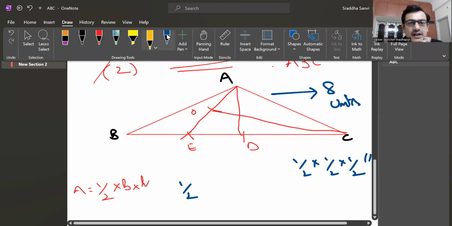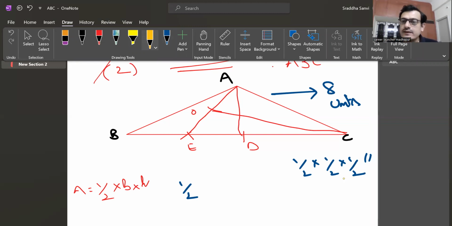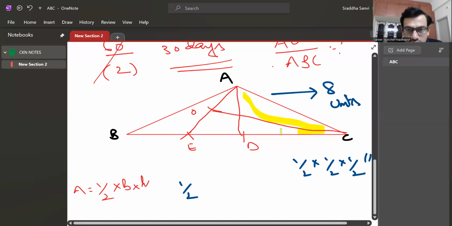Why am I taking 8 units? I will explain again. There is one line half, there is another line half per base, there is another line half per base. That's why 3 times I have to make half. Now my total area I said is 8 units. You all can understand, because I am taking here D at the midpoint, this is 1/2.